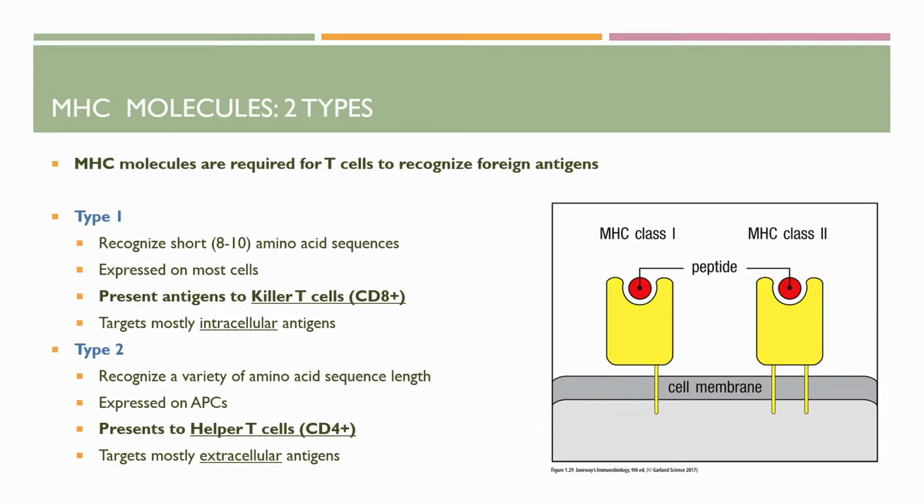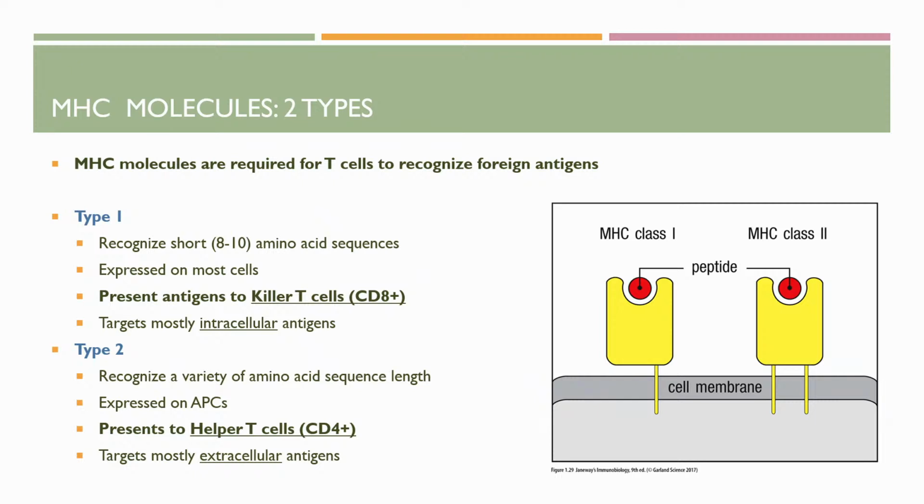Type 2 molecules are expressed on antigen-presenting cells as well, but type 2 presents to the helper T cells, or CD4 positive. These ones target mostly extracellular antigens. So here, what I'm showing you is MHC class 1, the molecule on the immune cell, and the same thing for MHC class 2. They bind the antigen peptide and show it to either a CD8 T cell in this case, or a CD4 T cell in the case of MHC class 2.